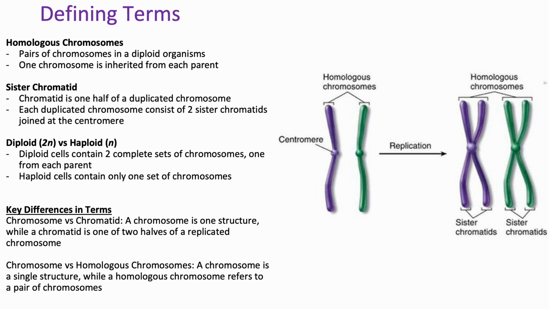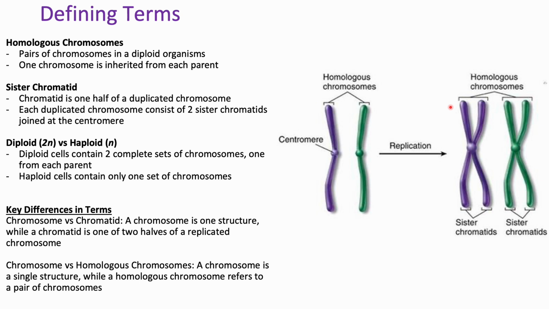Before we get too far into fertilization and implantation, there are some terms that I'd like to identify just to make sure that we're all on the same page moving forward. Firstly, homologous chromosomes. Homologous chromosomes refer specifically to chromosomes that are in pairs in a diploid organism. So this means that one chromosome is inherited from each parent. So you can see here we have homologous chromosomes with one chromosome inherited from the male, the other chromosome inherited from the female. Even after replication, these chromosomes are still homologous pairs.